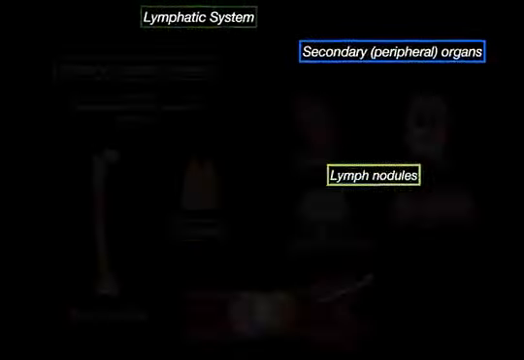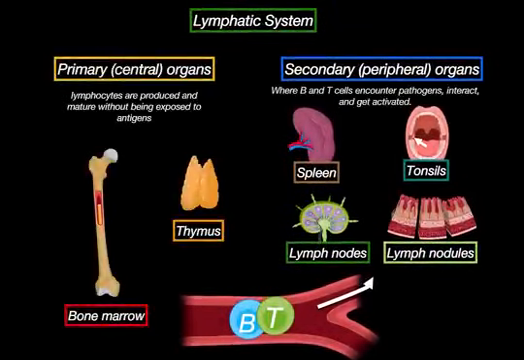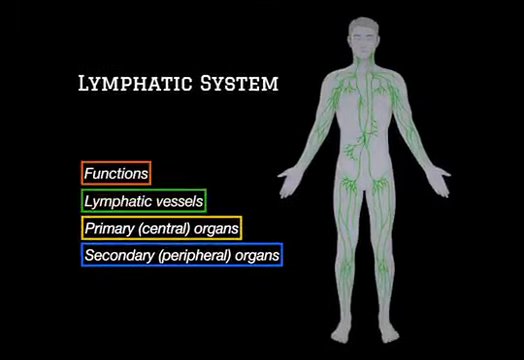So those were the secondary lymphoid organs. These are places where B and T cells finally encounter pathogens, interact with each other, and become activated to start the immune response. And that wraps up our detailed overview of the lymphatic system. I really hope this helped make everything clearer and more visual for you.